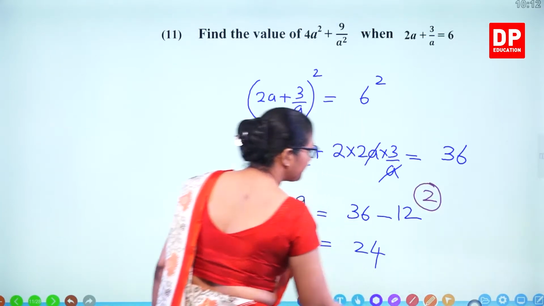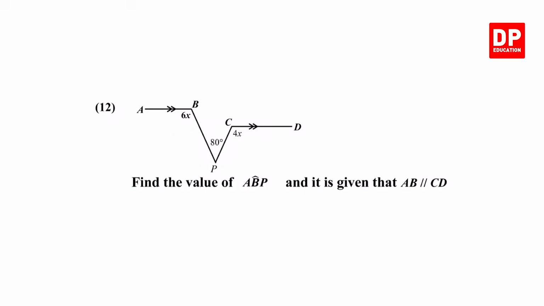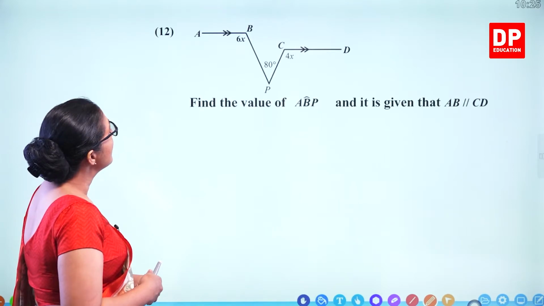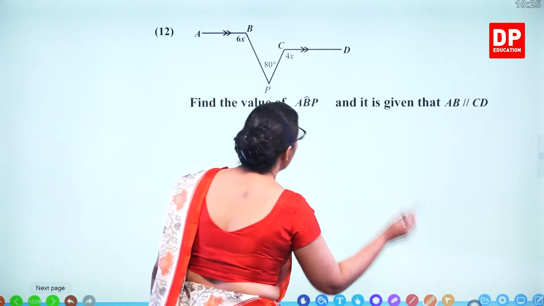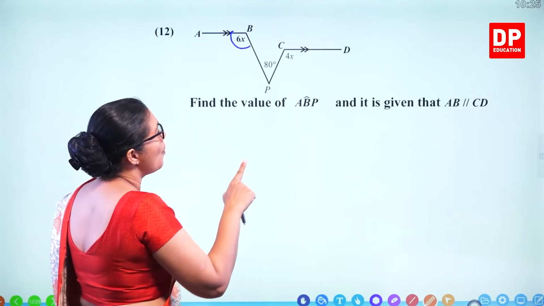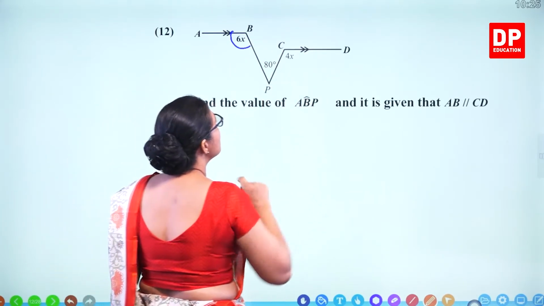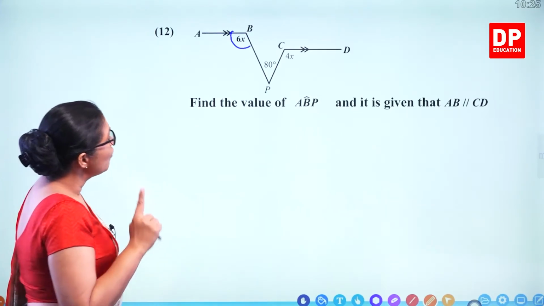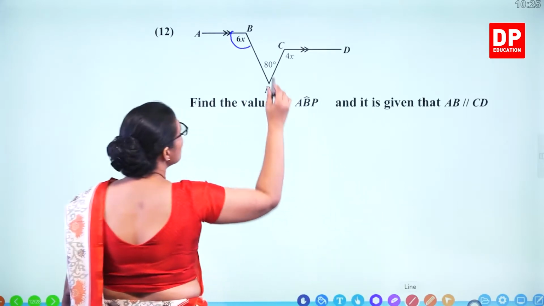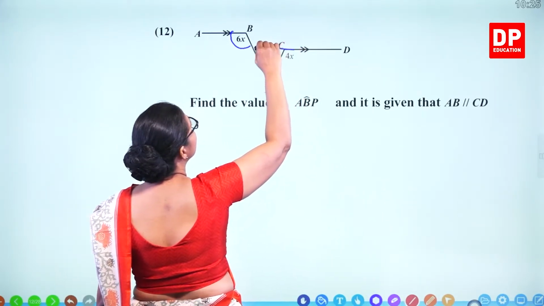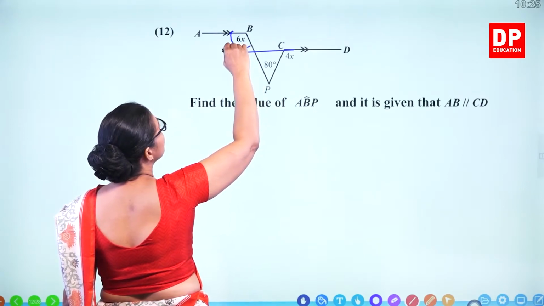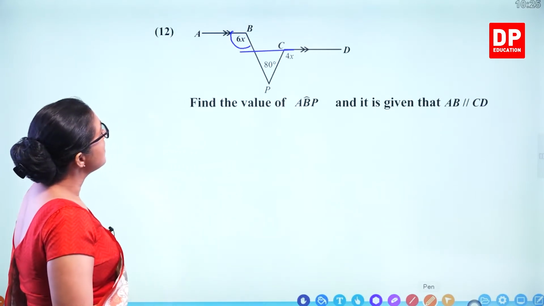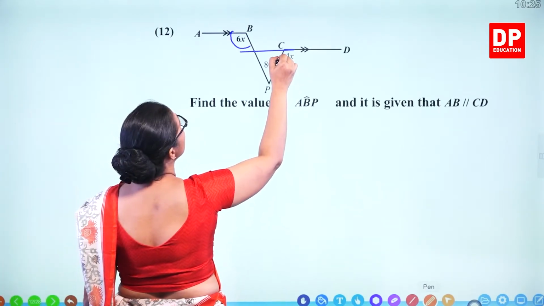Question number 12. Find the value of angle ABP. That means 6x. When this is 6x and it is given AB is parallel to CD. Can you identify? It's difficult to identify, so you need to do a small construction. So we'll extend this line. Now, see whether you can see that this line.